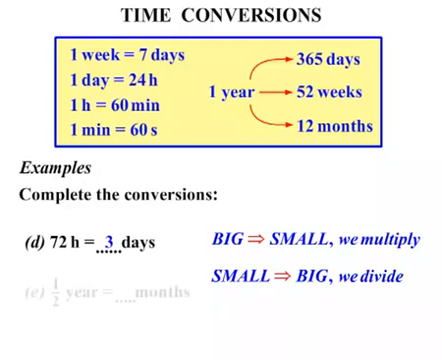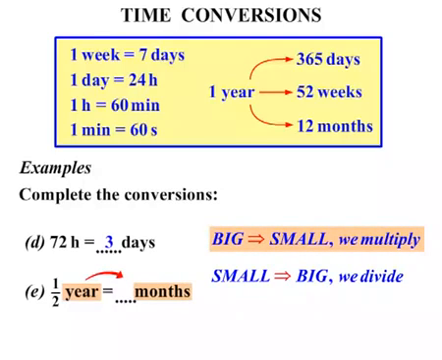The next one we've got half a year equals how many months? Well, years and months, what's the connection? 1 year is 12 months. So we're going from years to months. So we're going from big to small, so we multiply by the 12. So we've got a half times 12. In other words, what's a half of 12? A half of 12 is 6. So a half year is the same as 6 months.